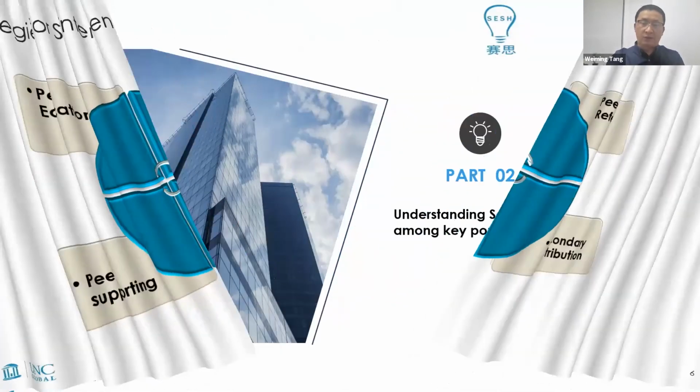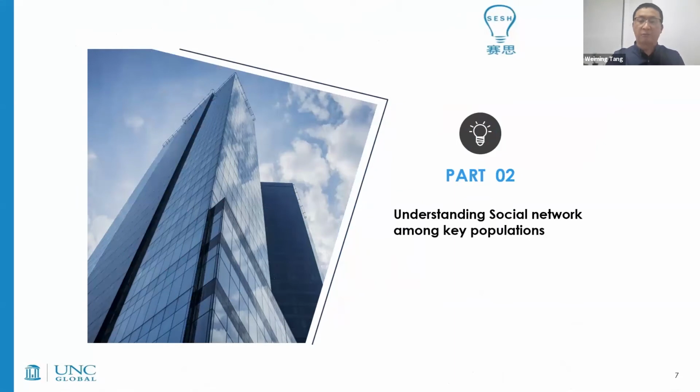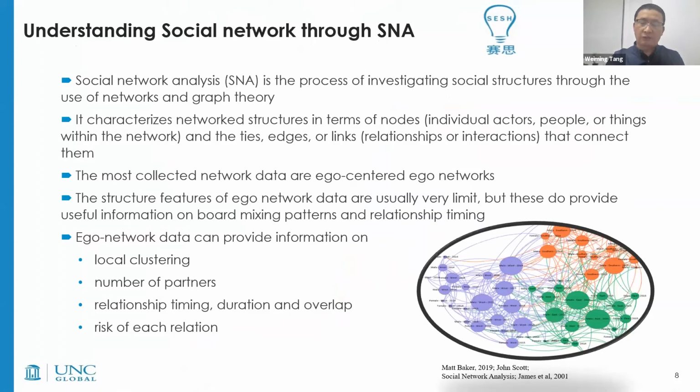Before we go to the implementation of the social network intervention, we want to know the social structure or the social network among key populations. Social network analysis is the main strategy we can use to understand the patterns of social networks. It is a process of investigating social structures through the use of network and graph theories, and it can categorize network structures in terms of nodes, ties, bridges, or links.